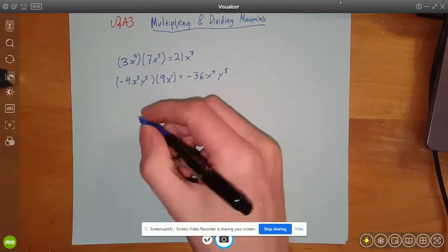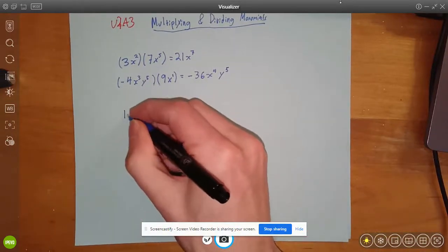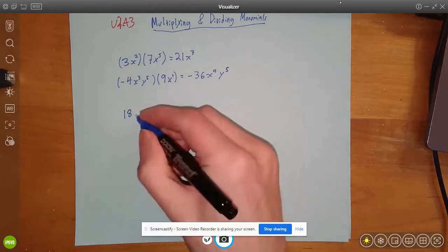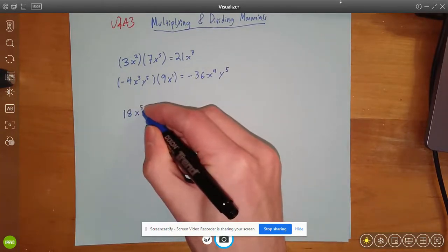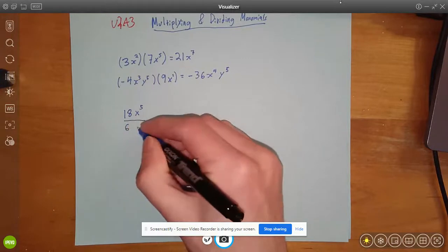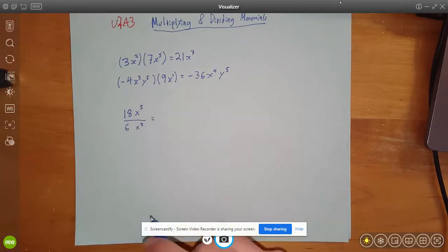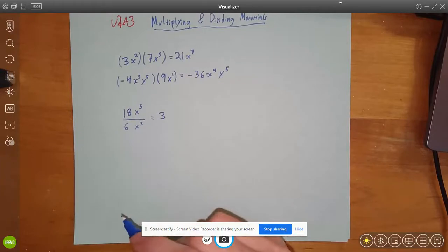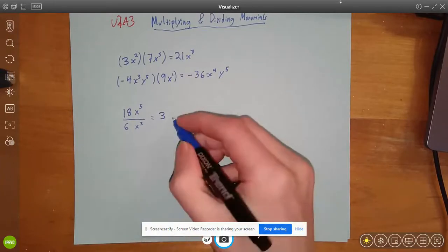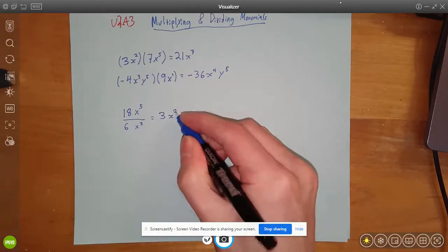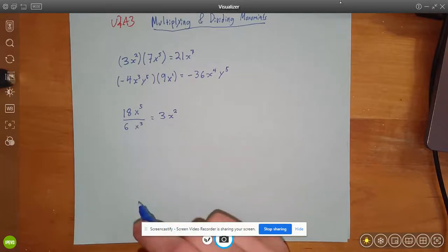Dividing works the same way. Again, as you get further into high school math, grade 9, 10, 11, 12, we are normally going to see division written like this, so it looks more like a fraction. And again, I want to do it the same way. I want to do the coefficients first. 18 divided by 6 is 3. X to the 5 divided by x cubed would be x squared. Remember, if I'm dividing powers with the same base, I'm just subtracting the exponents.